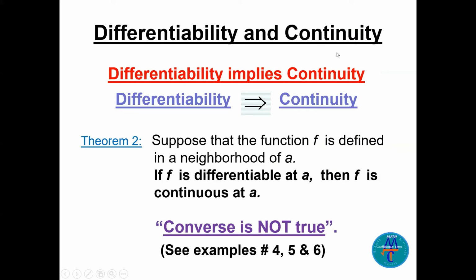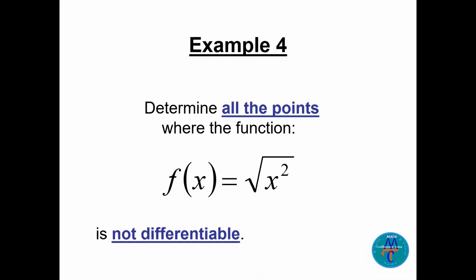Now, differentiability and continuity. Differentiability implies continuity. If the function is differentiable at a certain point, it is continuous. This way, it's okay. The other way, not always. If the function is continuous, it needs not to be differentiable. Maybe, maybe not. So we say the converse is not true. And I will show you 3 examples, number 4, number 5, and number 6, where the function is continuous, but not differentiable.